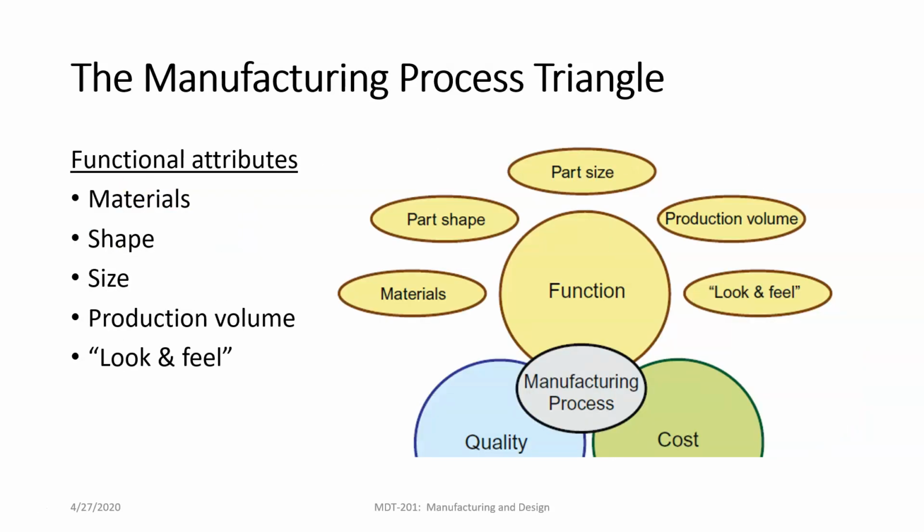All right, so let's go a little bit deeper into this manufacturing process triangle: quality, function, and cost. So when we talk about function, all right, part function, what are we talking about? What are the functional attributes of a part? Well, it could be the materials. Okay, what is the part or product made out of? It can be its shape, right?